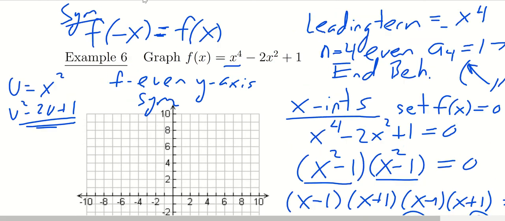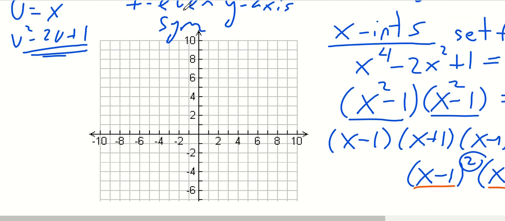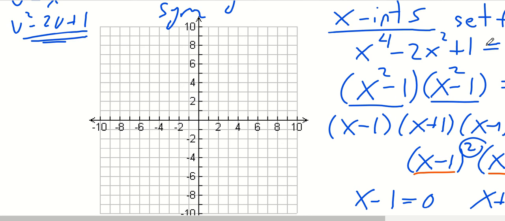With all of that information, let's piece it all together. So first thing, let's begin by plotting our points. We have an x-intercept at negative 1, an x-intercept at positive 1. We have a y-intercept at (0, 1). And now one of the other things we know is our end behavior. We know it has to go up to the left and also up to the right. So it should look something like this.